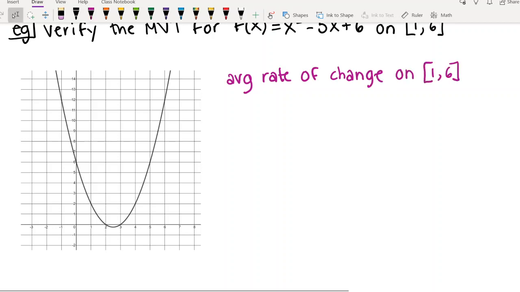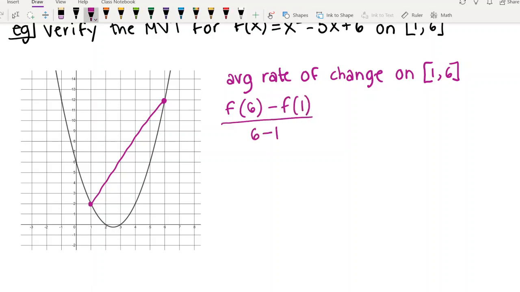So that's the same thing as saying, what's the slope of the secant line, basically. So if we look on our graph, here's the point on the graph where we have an x value of 1, and then here's the point on the graph where we have an x value of 6. So this is our secant line. So if you wanted to find the slope of this line, basically you would want to do f of 6 minus f of 1 over 6 minus 1.